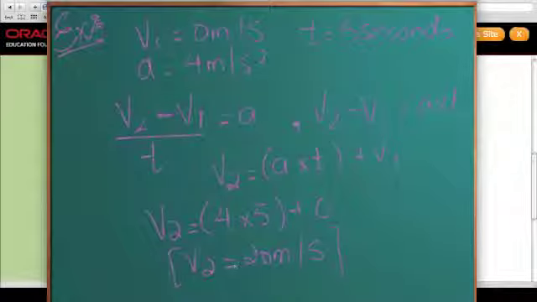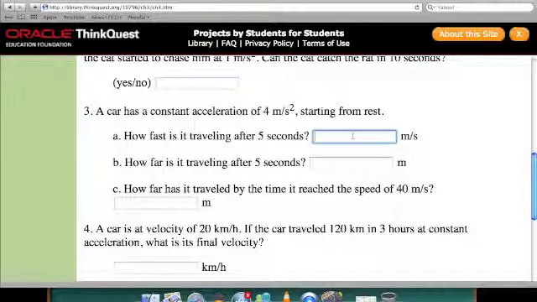It would be traveling with a speed of 20 meters per second if it has an acceleration of 4 meters per second square for 5 seconds. So every second the speed would be increasing by 4 meters per second. So the first second would be 4, second would be 8, third 12, fourth 16, and fifth 20. Yes, so this is 20 meters per second.